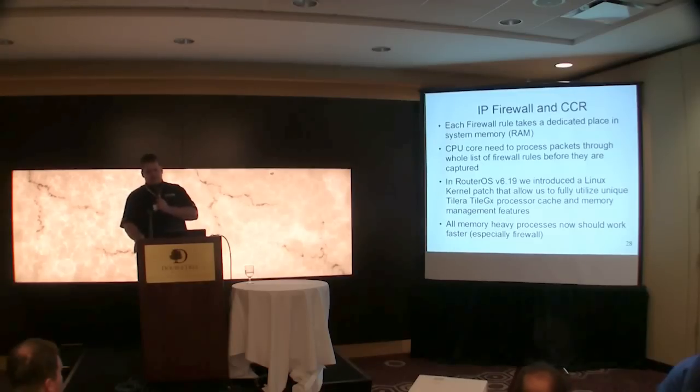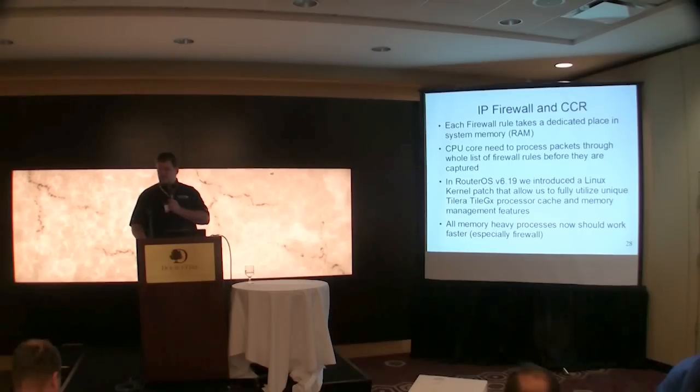IP firewall and CCR. So basically, IP firewall is the most memory extensive user on the CCR. If you simplify things, each IP firewall rule takes a dedicated place in the RAM, and each CPU core is going through all these RAM segments with every packet. Also in version 6.19, remember what I'm saying about pre-MUM releases, we introduced another Linux kernel patch, which finally allows us to utilize some unique Tilera CPU features that optimized cache and memory management. So this solved the issues that some of you might see, that over some month or so, CCR performance suddenly drops and you need to reboot the device to get the performance back. So this patch fixes that issue.